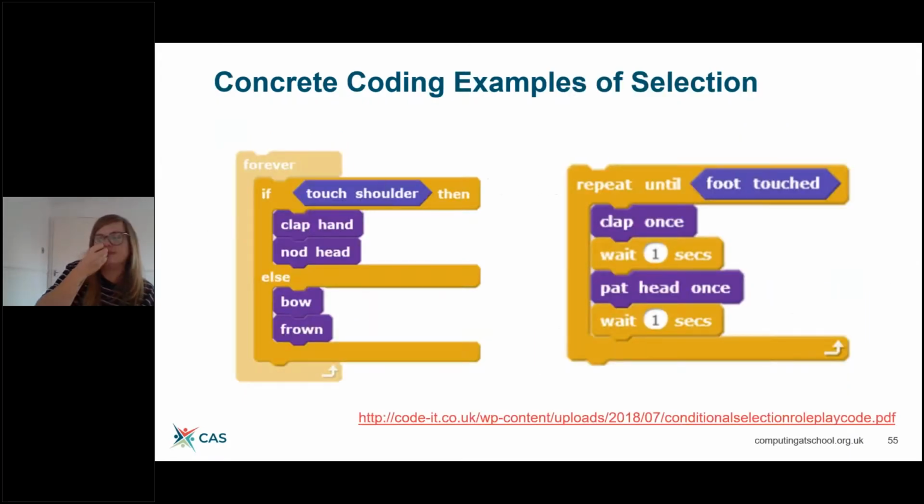Again, there are some concrete coding examples for you to take, for you to print. The PDFs are there, and just get them to act them out. Again, this isn't scary. They're not having to find these blocks in Scratch and put them in, but they're starting to understand, okay, this is what the code is going to look like when I do go into Scratch. I'm going to look for this if command, which looks like this, and I've got an else. So just stand there, go and touch them on the shoulder, then they've got to do these things. If I don't touch them on the shoulder, they should be bowing and frowning, and they should be doing this forever. They can't stop until I tell them to stop.